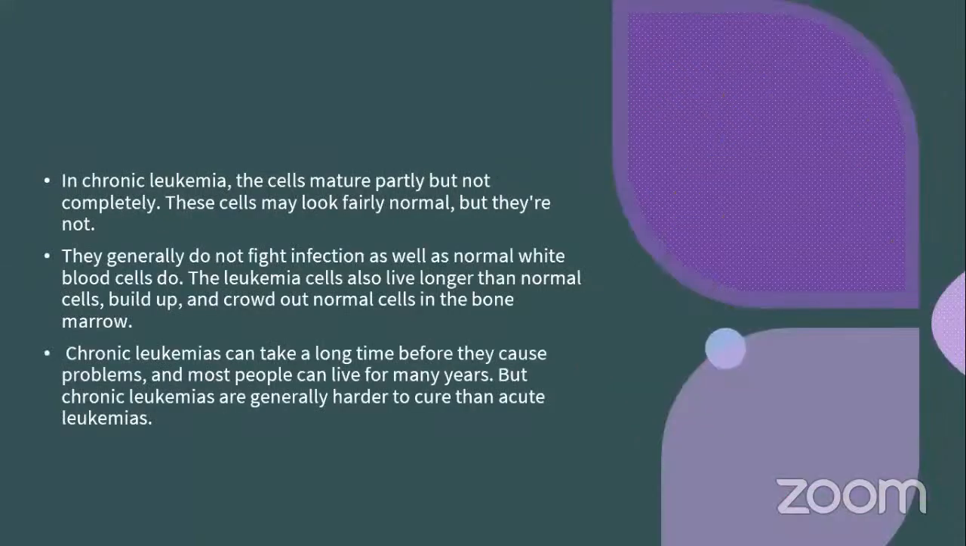In chronic leukemia, the cells mature partly, but not completely. These cells may look fairly normal, but they are not. They generally don't fight infection as well as normal white blood cells do. The leukemia cells also live longer than normal cells, build up and crowd out normal cells in the bone marrow. The chronic leukemias can take a long time before they cause problems, and most people can live for many years. But chronic leukemias are generally harder to cure compared to the acute leukemias.